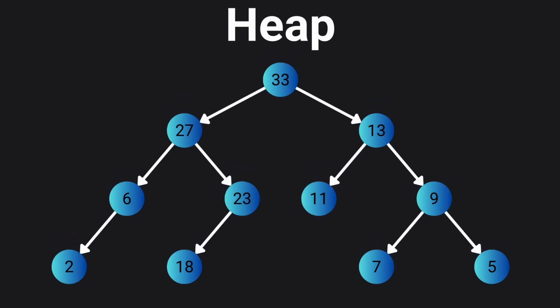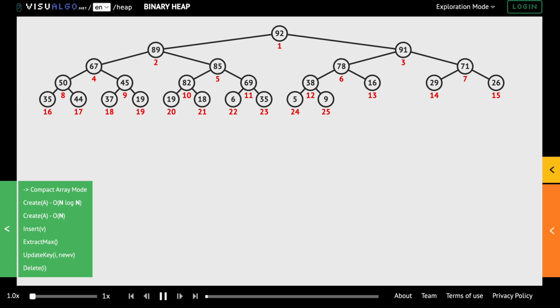A heap is a specialized tree-based data structure that satisfies the heap property. In a heap, for any given node, the value of the node is always ordered with respect to its parent. This ordering can be one of two types. The first one is max heap.